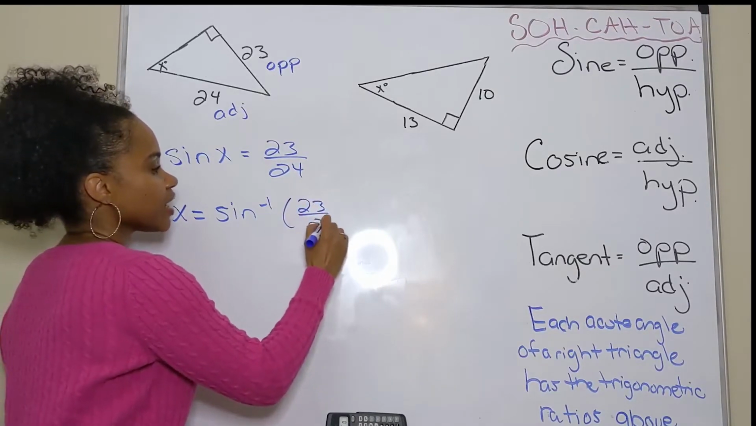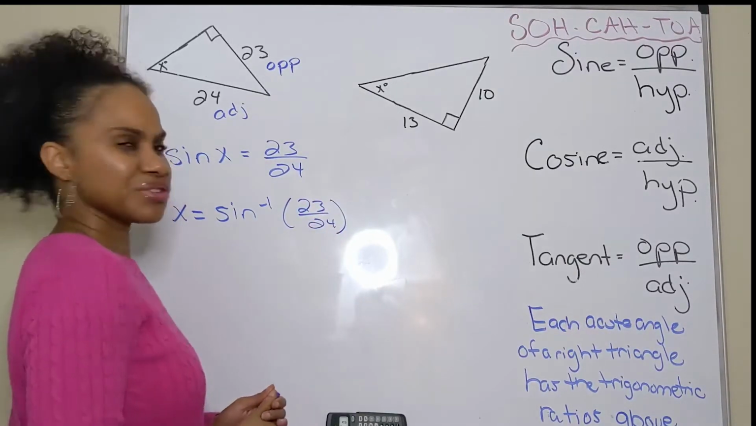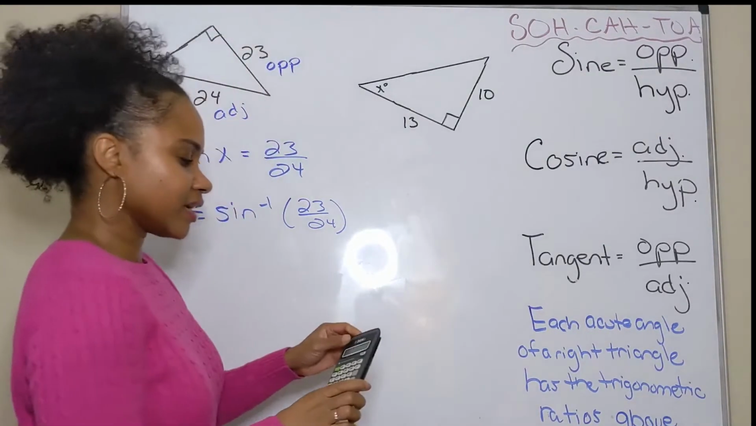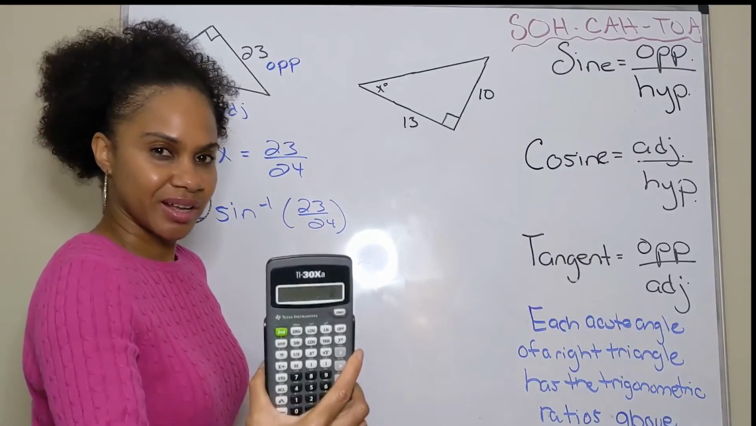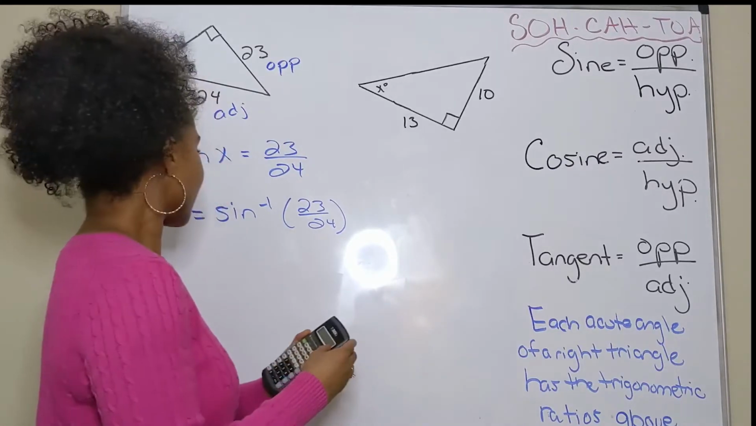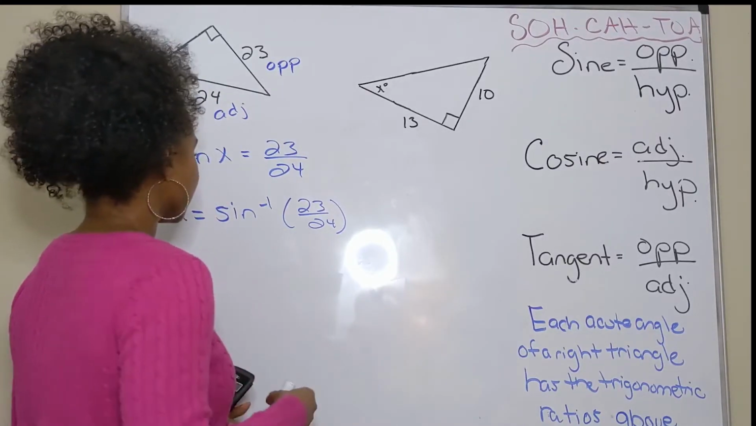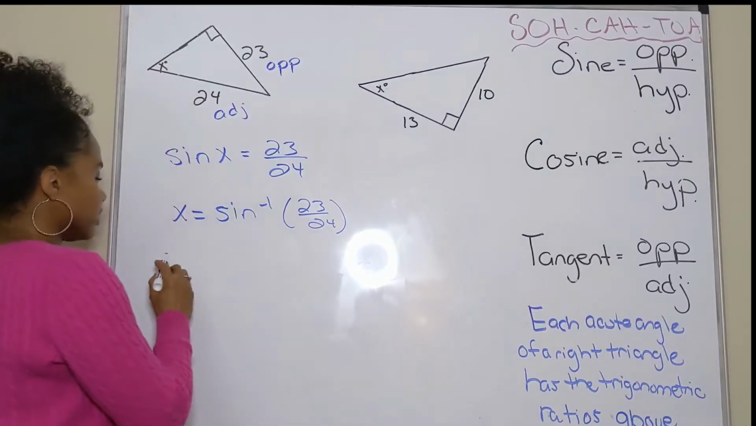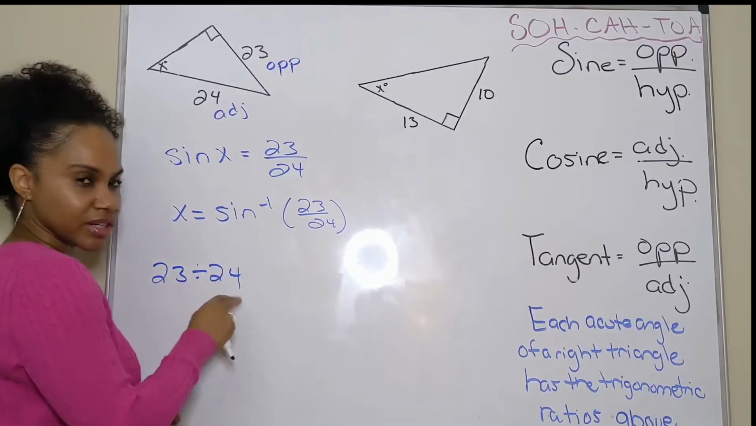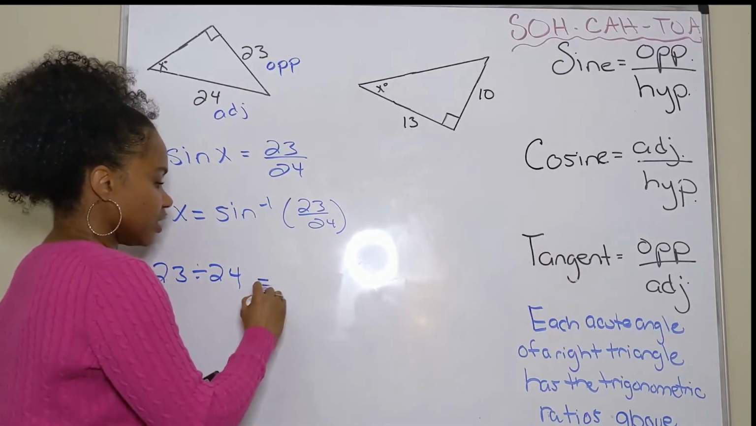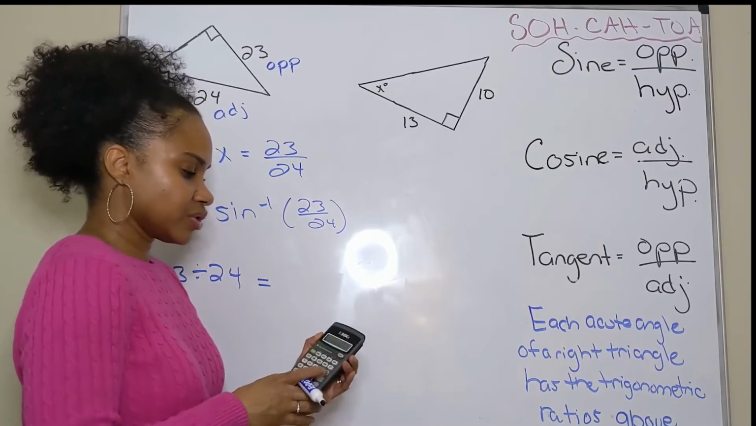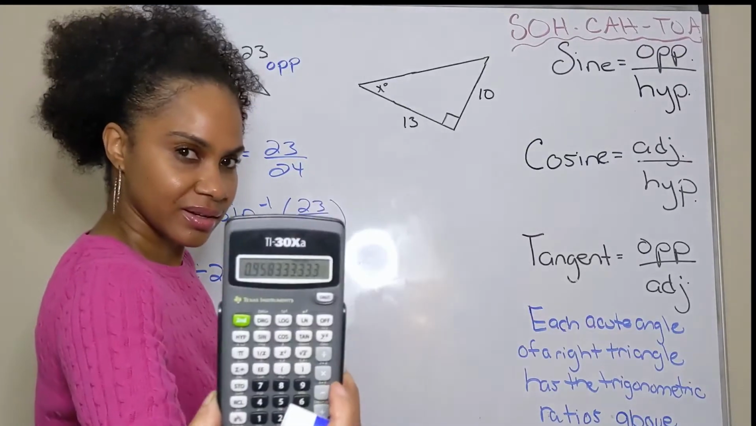And I'm going to show you exactly how to put it in your calculator. I'm going to show you two different calculators. The first one I'm going to show you is the TI-30XA, because that is the calculator that my district uses, and then I'm going to show you using another calculator that you may use. Alright, so the way you would type it in, you would put in your fraction, 23 divided by 24. So whatever your fraction is, put that in, and then you hit equals. So 23 divided by 24 equals, and you should get 0.958, like that.